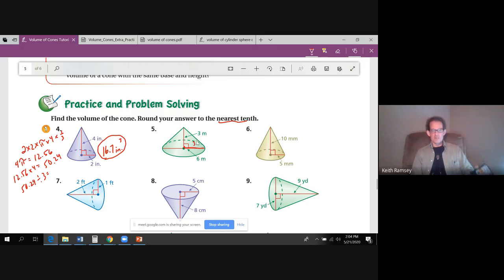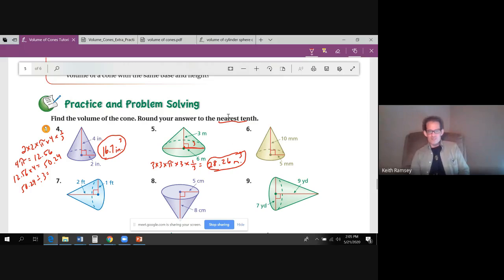Okay, let's look at number 5 here. Again, my radius is 3 and my height is 3. So I'm going to have 3 times 3 times pi times the height, which is 3 times 1/3. So I know 3 times 3 is 9. 9 times pi is 28.26 times 3 for the height is 84.78. Divided by 3 is going to equal a volume of 28.26 cubic meters for that cone.